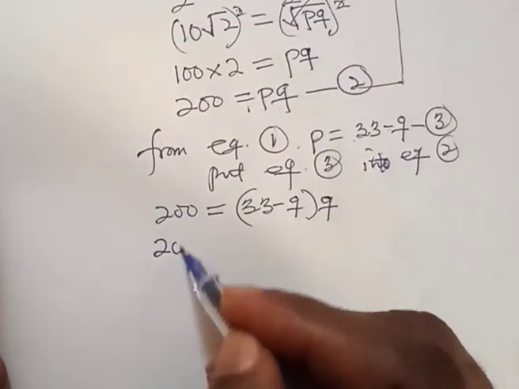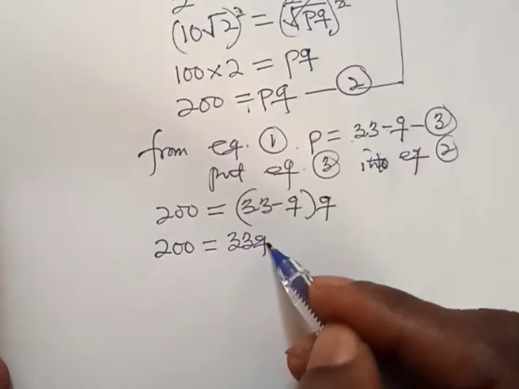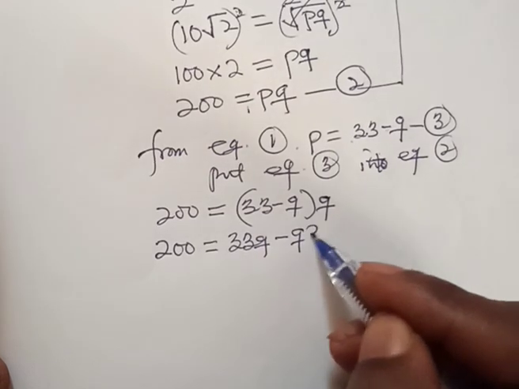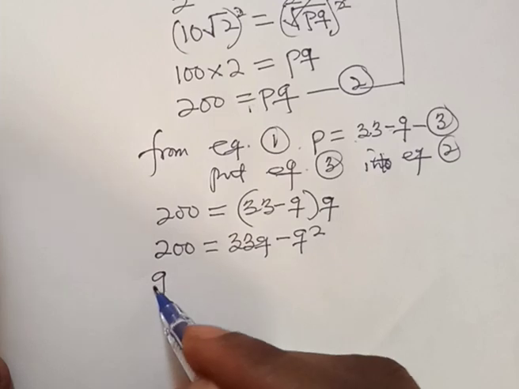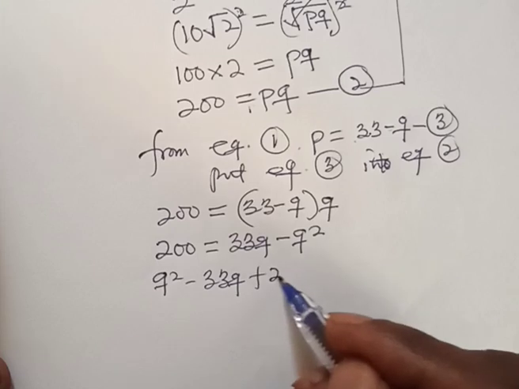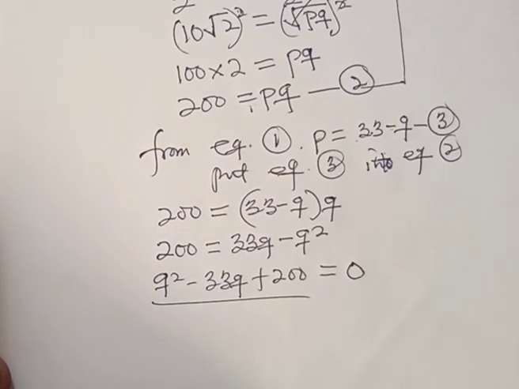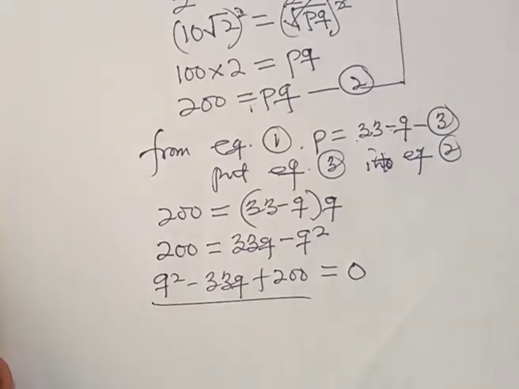So I can open the brackets and get 33 Q minus Q squared. Now I can group like terms to get Q squared minus 33 Q plus 200 is equal to 0. So this gives me a quadratic equation. Now how can I solve a quadratic equation? I can use the graphical method, I can use the quadratic formula, the factorization method, and I can also use completing the square. Okay, but I'm going to use what?